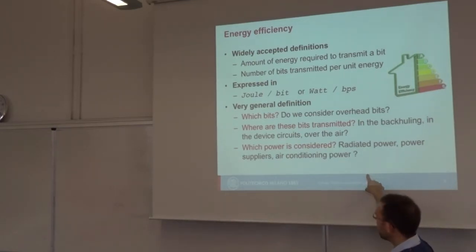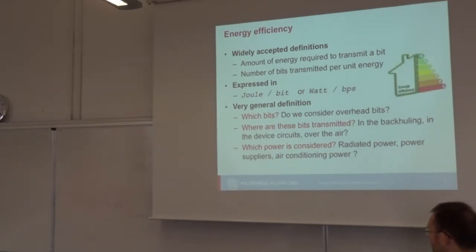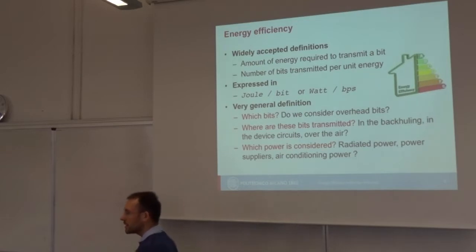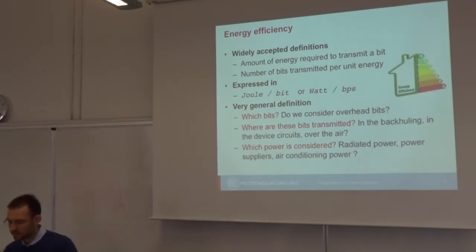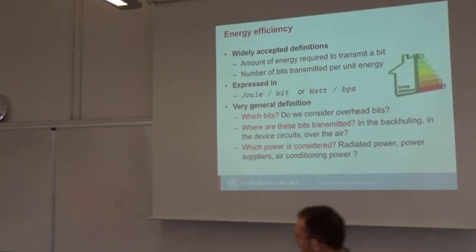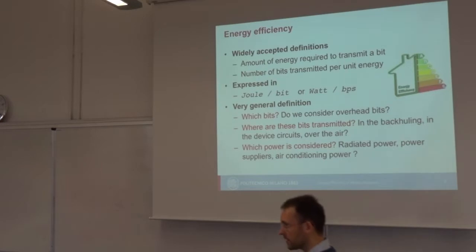And the final question, which is in my opinion the most critical one, is which power are you considering? Radiated power, the power of the suppliers, the circuit power, the air conditioning power, because some types of these stations need a cooling system in order to not have everything screwed up. So you have several alternatives. And what you have to focus on every time you talk about energy efficiency is to be precise in indicating which bit, which power, and where these bits are.